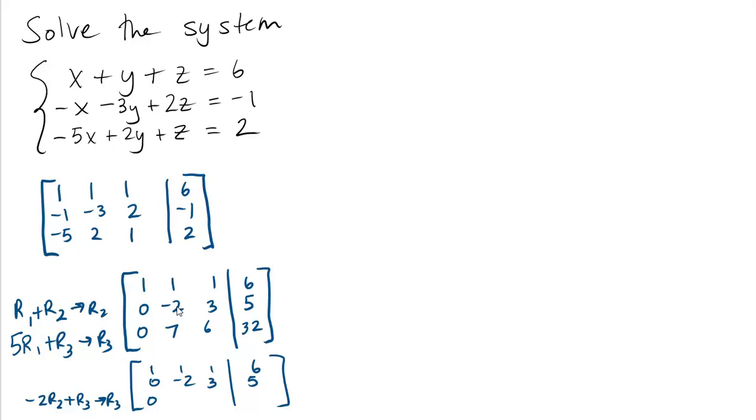-2 times -2 is +4, plus 7 is 11. -2 times 3 is -6 plus 6 is 0, and we've eliminated the z from the last equation, from the last row. Now this is just in terms of y. -2 times 5 is -10, -10 plus 32 is 22. This last row translates to 11y equals 22, and so that means that y equals 2.